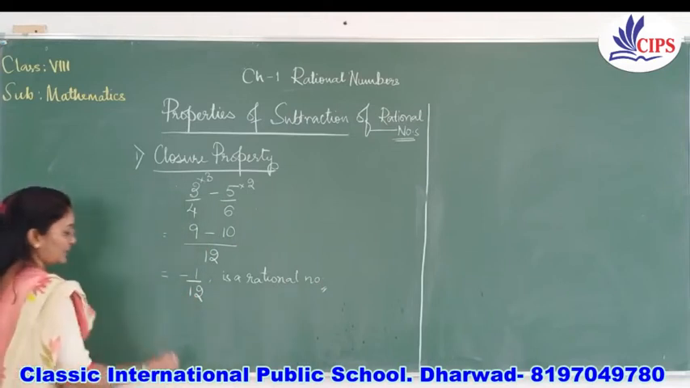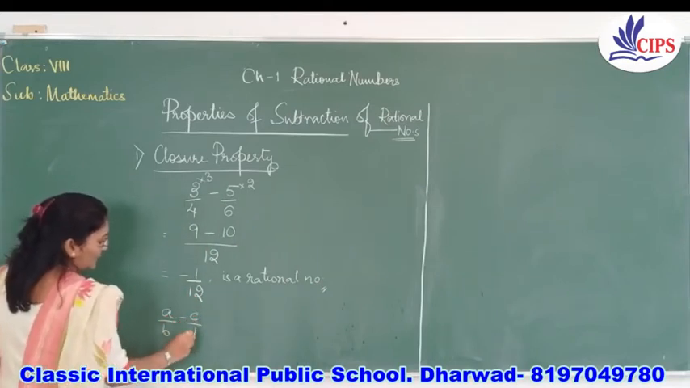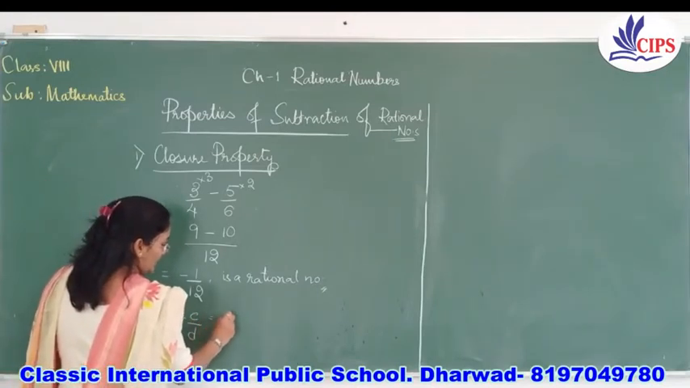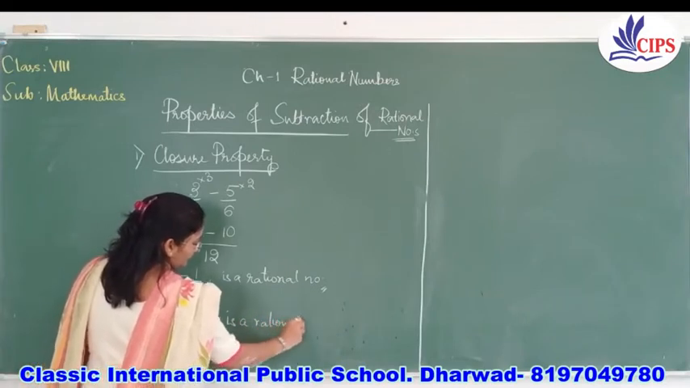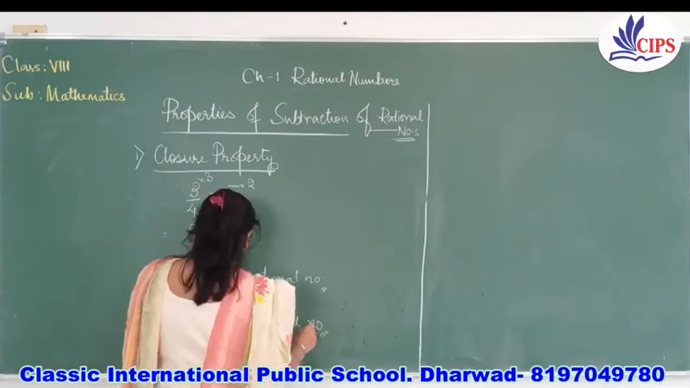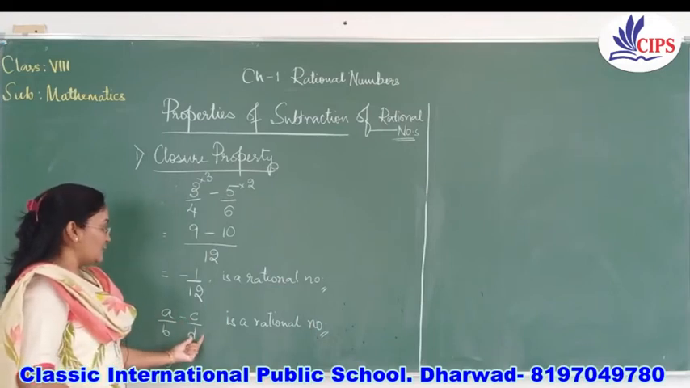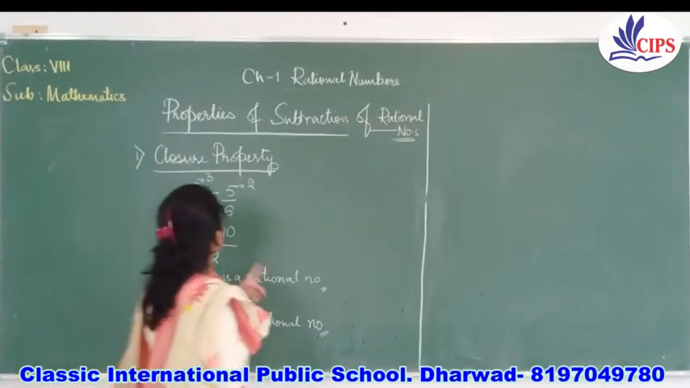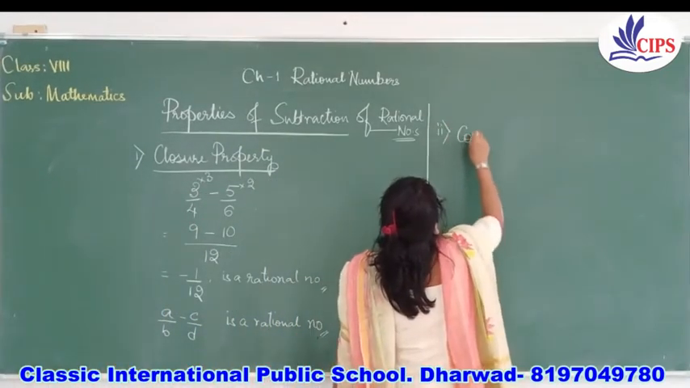So what can we write? A by B minus C by D. If you substitute any rational numbers into these, you get a rational number. So A by B minus C by D, when you solve it, you get a rational number. Got it? Okay. Now next we'll move on to the second property, that is commutative property.